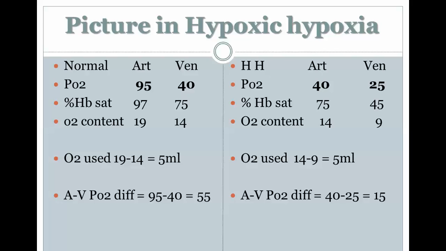That's hypoxic hypoxia. PO2 40 arterial, 25 venous. Hemoglobin saturation, oxygen saturation: 75 arterial and 45 venous. Oxygen content 14.